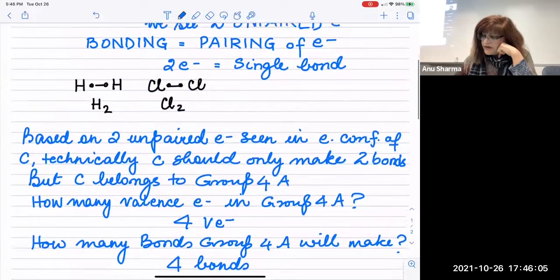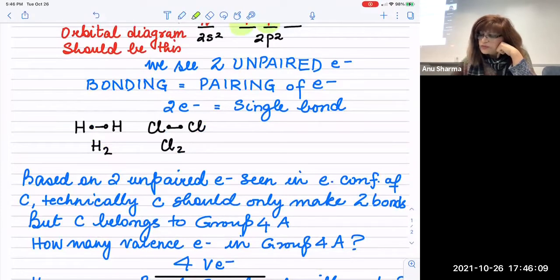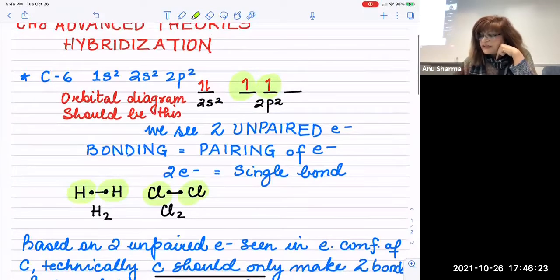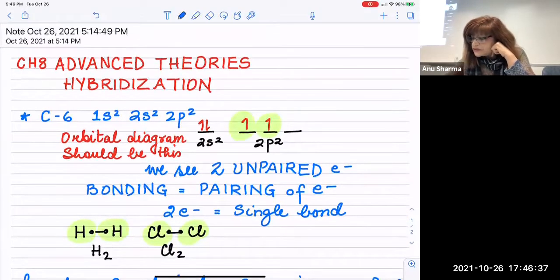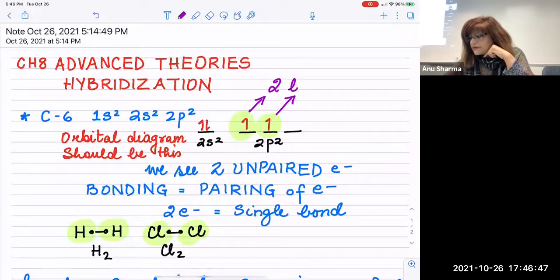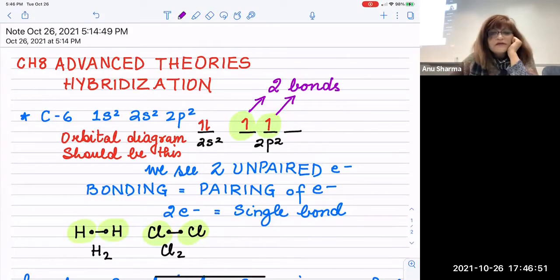But when we do bonding, it is when two electrons combine that one single bond is formed. Two electrons combining, one single bond is formed. Two electrons here in carbon. So one single bond from one side, one single bond from the other side, basically two bonds, right? So these two unpaired electrons are going to pair either with the same atom or with different atoms. So this way, carbon can make basically two bonds, pairing those two with another two.